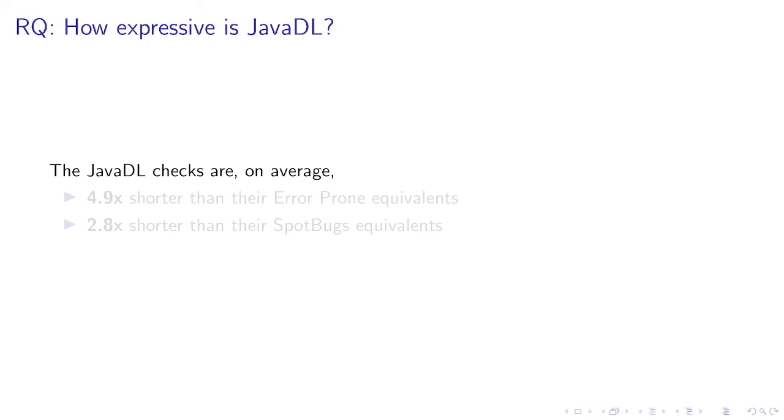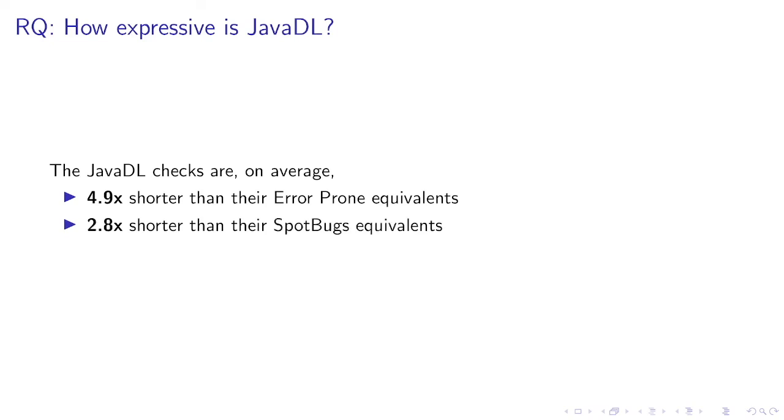Our first research question is how expressive JavaDL is. To assess this, we used the number of source code lines required to implement each check. We found that the JavaDL checks are on average 4.9 times more concise than their Error Prone equivalents and 2.8 times more concise than their SpotBugs equivalents. While this is only a summary of our results, the paper contains a detailed analysis for each implemented static check.